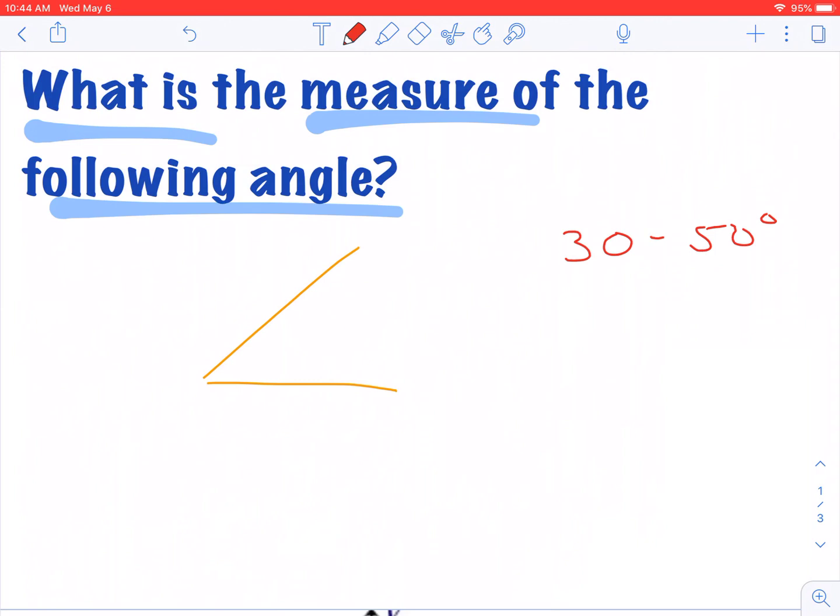However, the angle that I was actually referring to in this case, believe it or not, is an angle measurement of negative 320 degrees. Yes, angles can actually be negative. And that's because we are missing a very important marking on this actual angle.